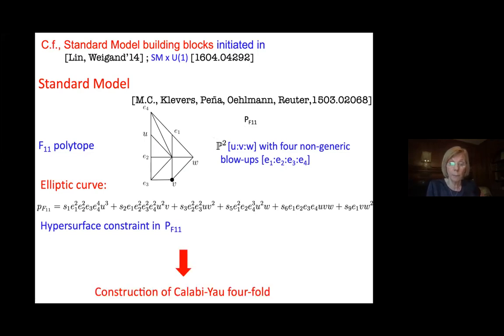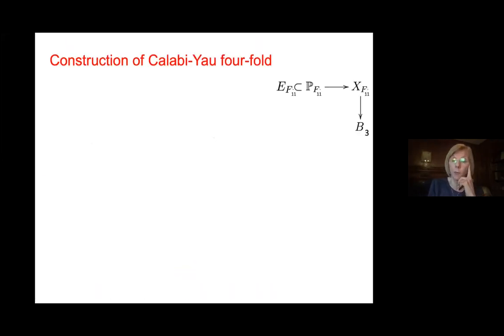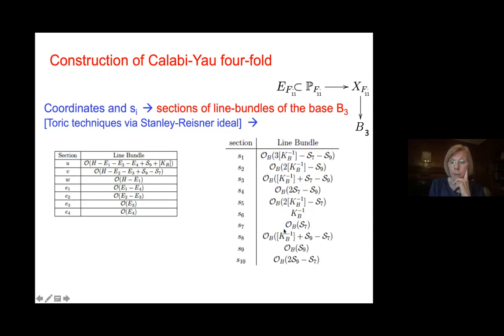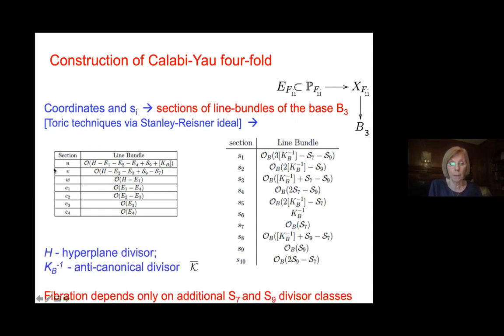Now, with this elliptic curve, we go on and construct the Calabi-Yau fourfold, where now the coefficients become sections of line bundles on the base, and their dependence is only on a subset of the divisors, namely the hyperplane divisor in the fiber and the anti-canonical divisor in the base, as well as the 2 additional S7 and S9 divisor classes that I was already alluding to.